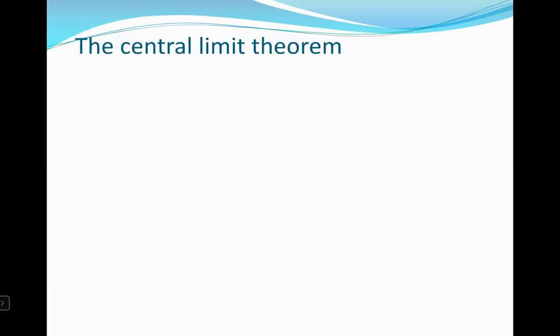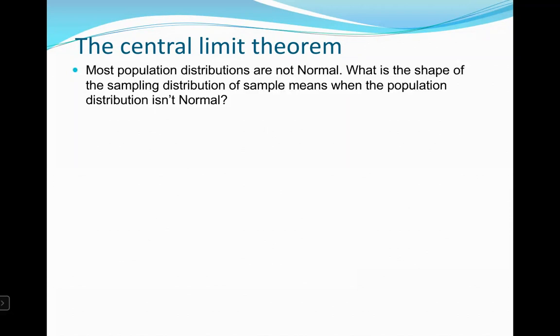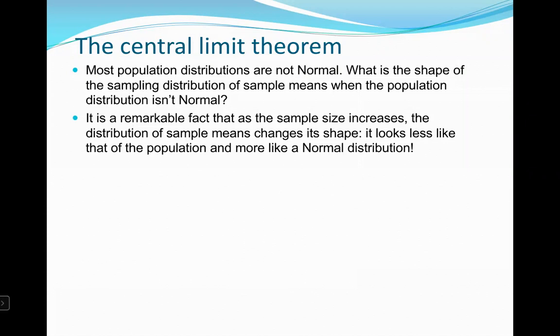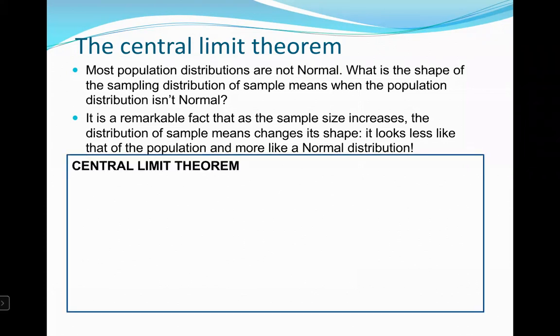The central limit theorem. Most population distributions are not normal. What is the shape of a sampling distribution of sample means when the population distribution isn't normal? It is a remarkable fact that as the sample size increases, the distribution of sample means changes its shape. It looks less like that of the population and more like a normal distribution.